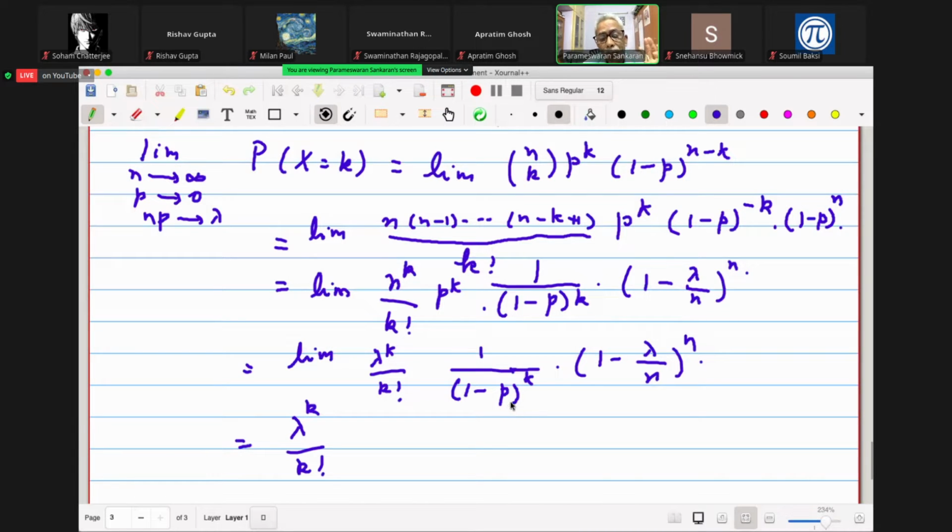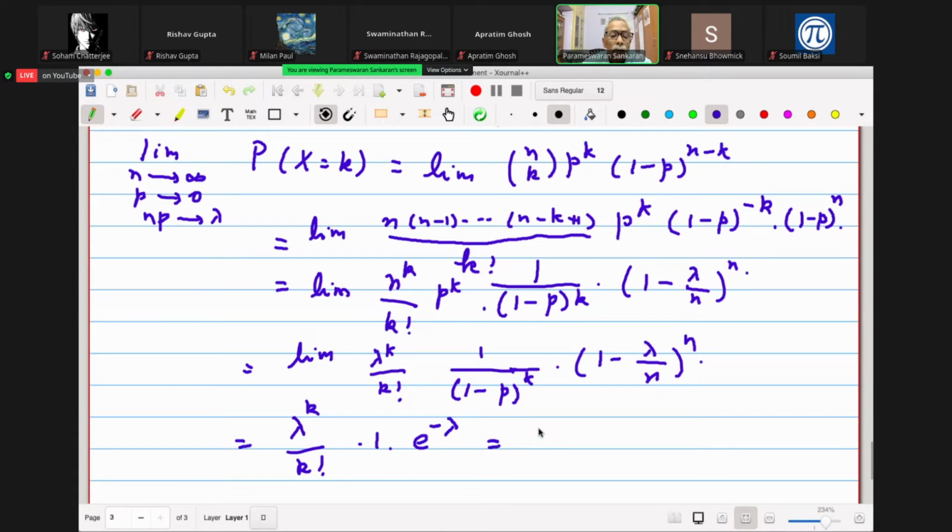No, sorry, the k is fixed. p goes to 0. k is fixed, p goes to 0. Yeah, this goes to 1. Okay, you can say, why not write this as lambda by n, like in here. But here, the important point is the exponent is fixed. p is going to 0. No problem. So this goes to 1 in the limit. And this goes to e power minus lambda.